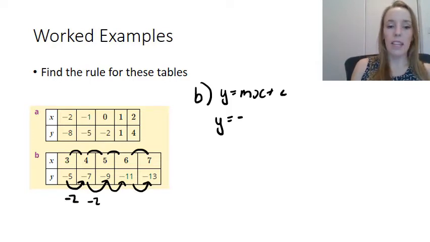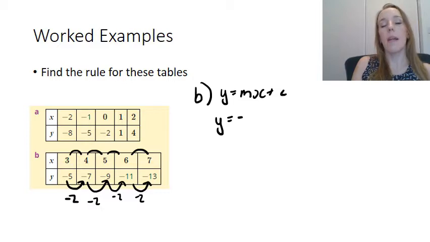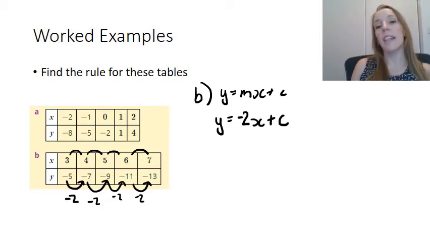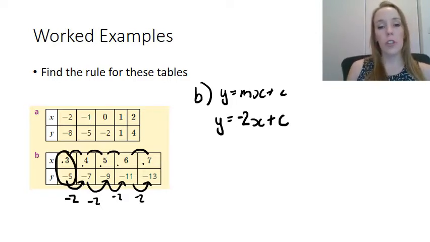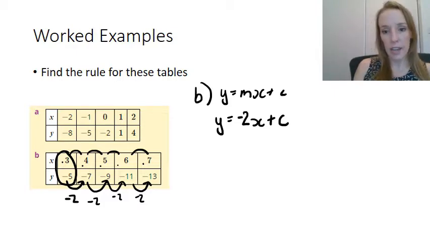So each time we're taking 2 off our value. So that means our m value will be that -2, that take 2. So it'll be -2x plus c, and c is our value of y when x equals 0. But in our table, we do not have an x equals 0. So we're going to choose a set of coordinates. I just like picking the first ones just because they're usually the easiest. We're going to substitute those in to work out our value for c.